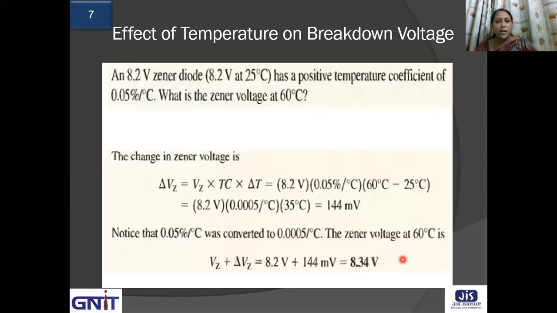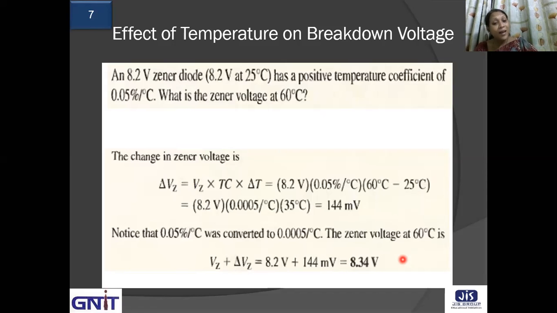So this is an example here. Vz is given as 8.2 volt, temperature coefficient is given as 0.0005 per degree centigrade and temperature rise is given as 35 degree centigrade. If we put it in the formula, we get that the change in Zener voltage is 144 millivolt. So what is the actual voltage? That is the Zener voltage at 60 degree centigrade.